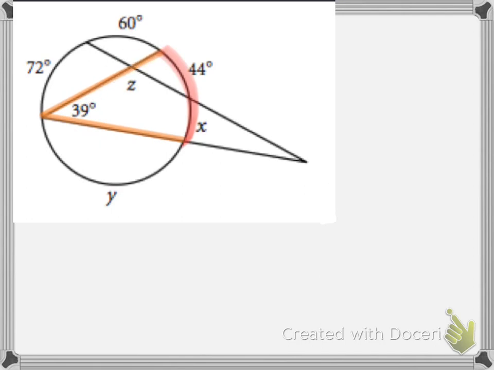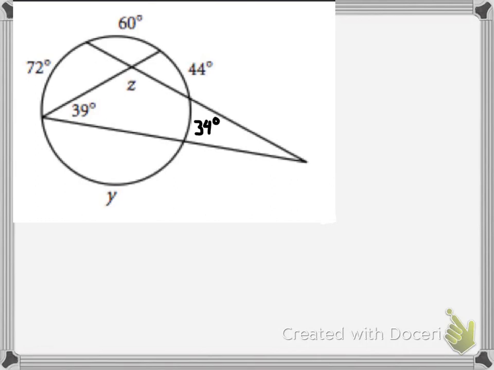So I know the angle is half the intercepted arc, or the arc is twice the angle. So what's 39 times 2? That's 78. Now, I know the entire arc is 78 in red here, and I know this section here is 44, so x and 44 combined have to equal 78. So x is simply 78 minus 44, which equals 34. So I know that part of the circle now.